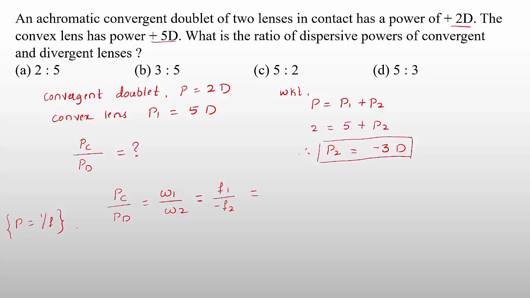We know that equation. So we can write it as minus P2 divided by P1, because both are inversely proportional. Now substitute the value of P1 and P2. Minus, keep as it is. P2 is minus 3, divided by P1, which is given as 5 diopter. Minus into minus will be plus. So we got 3 divided by 5. So this is the ratio of dispersive power of convergent and divergent lenses. So 3:5, option B is right.